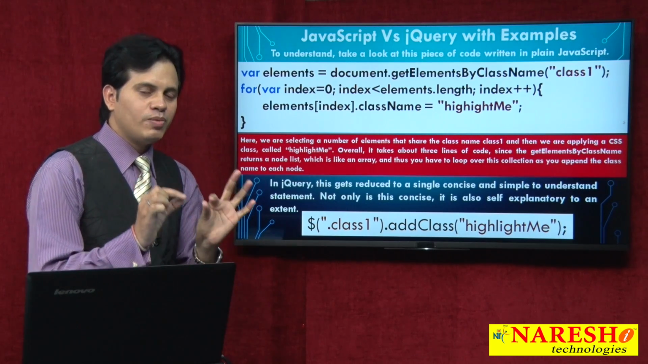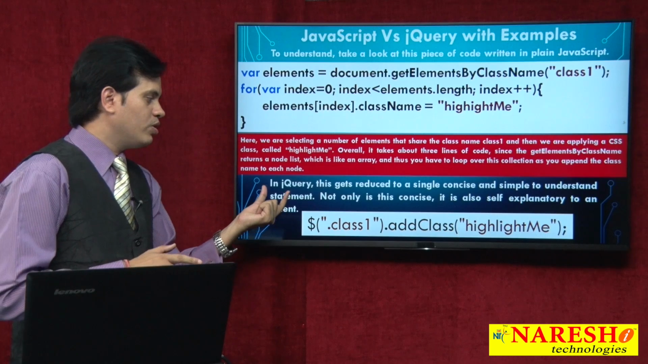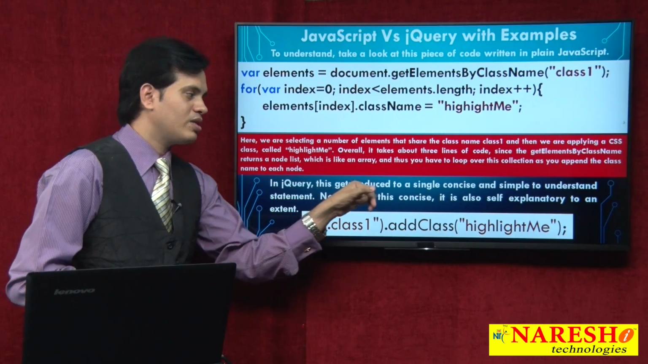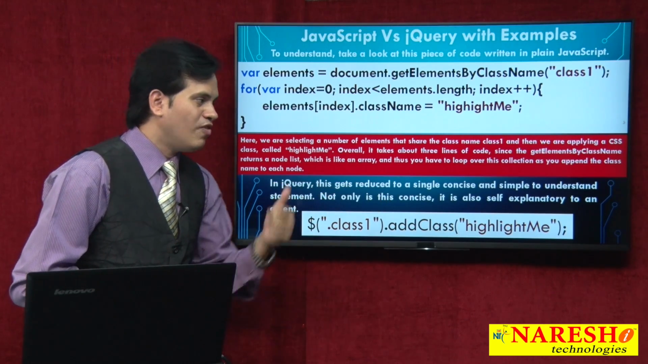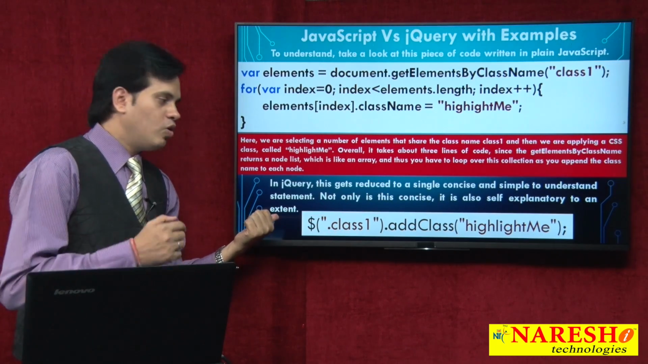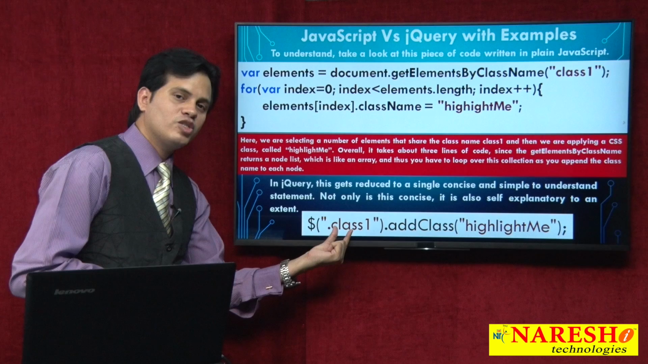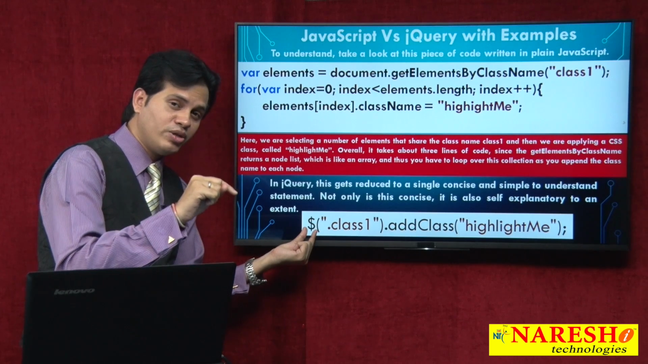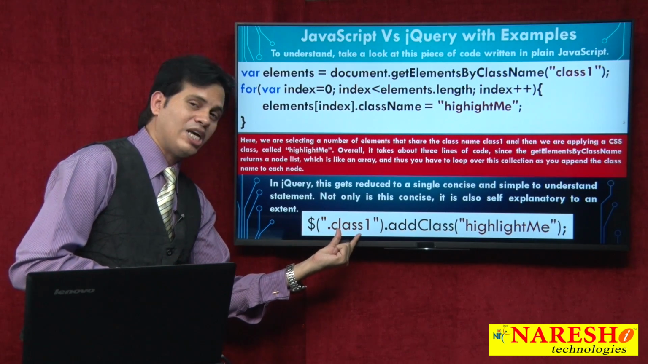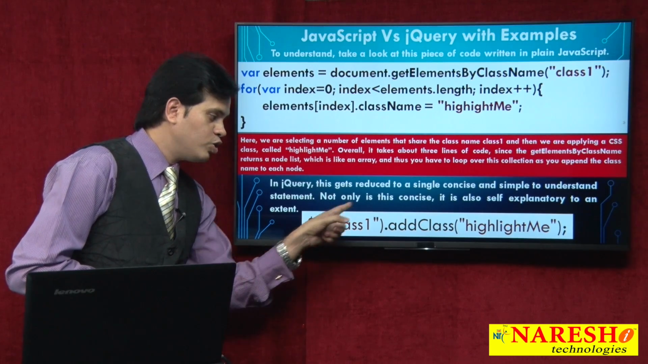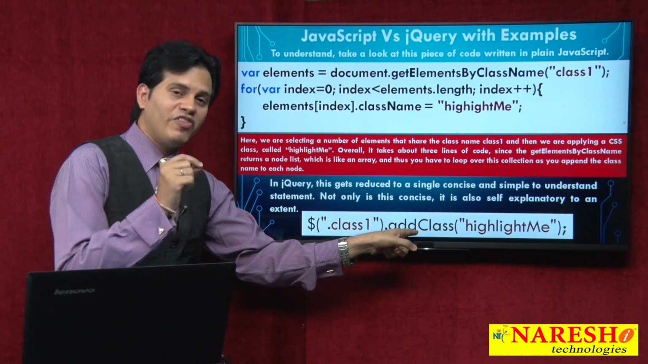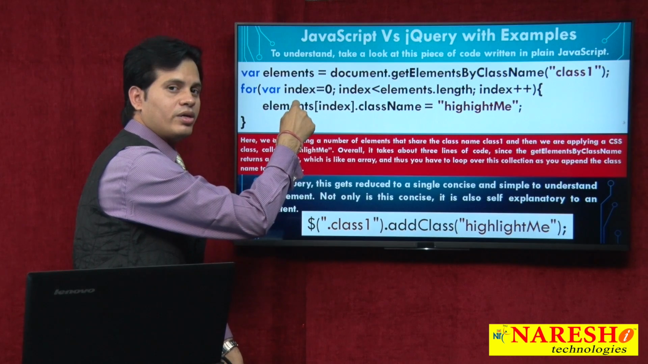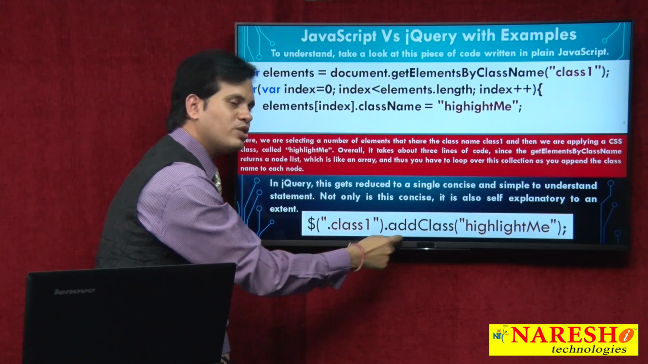So this is the style of writing code in plain JavaScript, and the same plain JavaScript code we can now develop in a single line by using the jQuery library. Have a look below. In jQuery this gets reduced to a single, concise and simple to understand statement. Not only is it concise, it is also self-explanatory to an extent. Look at my line of code: dollar of .class1. Dollar is a selector function, which we will discuss in detail in a later video session. It allows us to select all the elements which use a class of class1, starting with the dot symbol, and on all those elements we add the new class by using a predefined method called addClass, with the new class name, highlight me. So this entire 3 lines of work has become possible with only a single line of code.